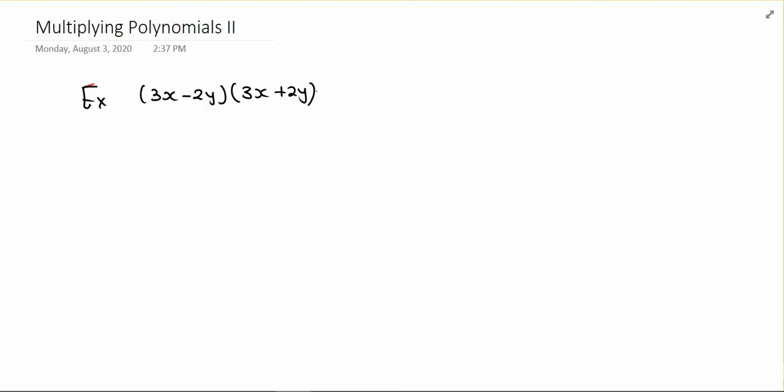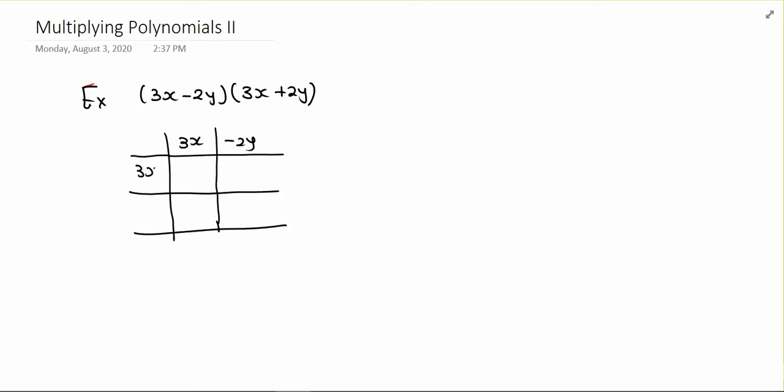So this one here, if I were to use the box method, I would put 3x minus 2y in two columns like that, and then I would put 3x and 2y in that row there. It doesn't matter which one you put where, as long as you put one across and one vertically. And then go 3x times 3x, it's going to give me 9x squared. 3x times that is going to give me a minus 6xy. This times this, that's 6xy. That times that's a minus 4y squared.